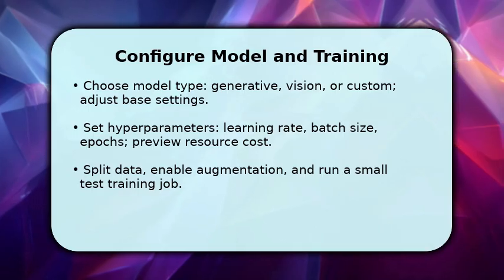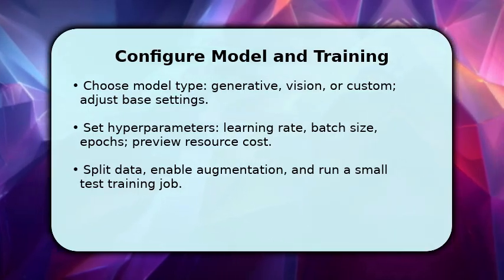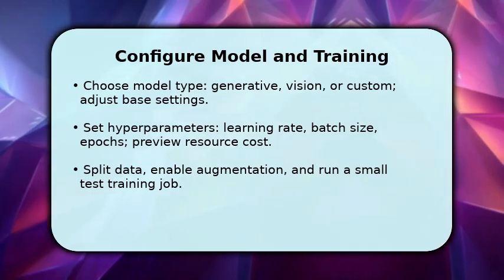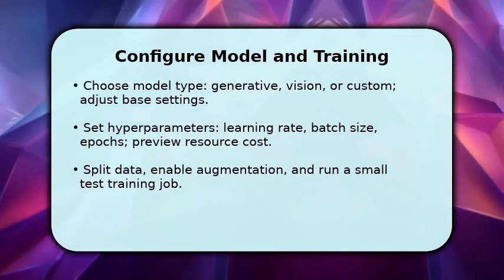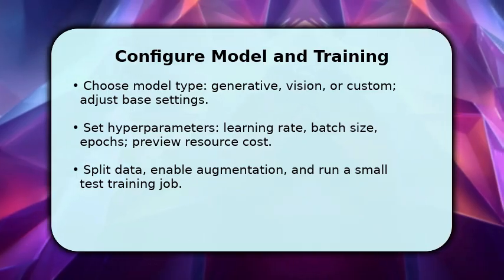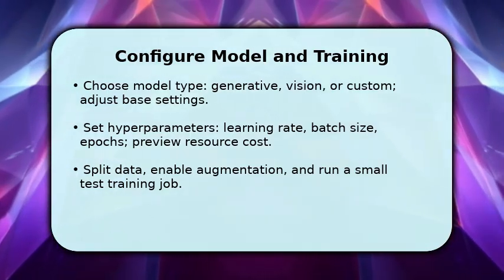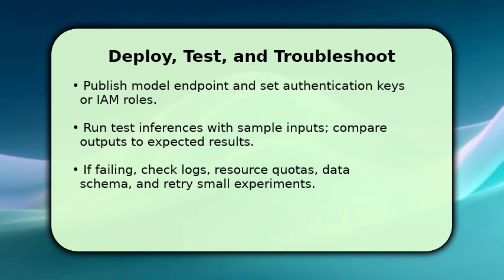Once configured, enable augmentation or preprocessing if needed, because that reduces overfitting and improves generalization. Start a short test training run to validate settings, monitor logs, and you finish by deploying the trained model as an endpoint and configuring access keys or IAM permissions so your app can call it securely.